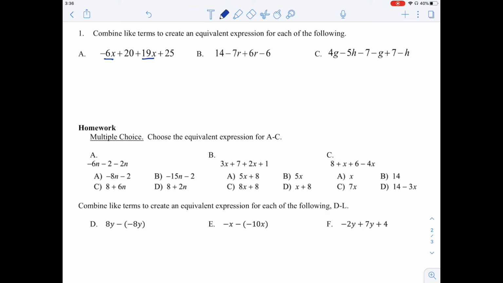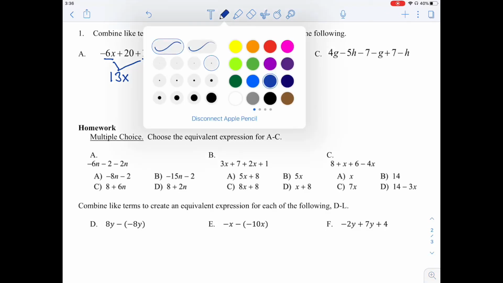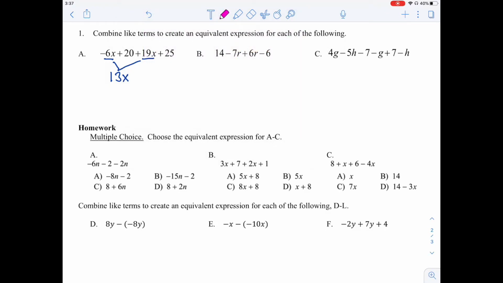Right? So we have negative 6 plus 19, and we just combine them. What is that? 13, right? And then we have an x, just put x there, 13x. So we have 13 x's. And then we go to the constants. So you have 20 and 25, those two, and you just add them together, and we get 45.